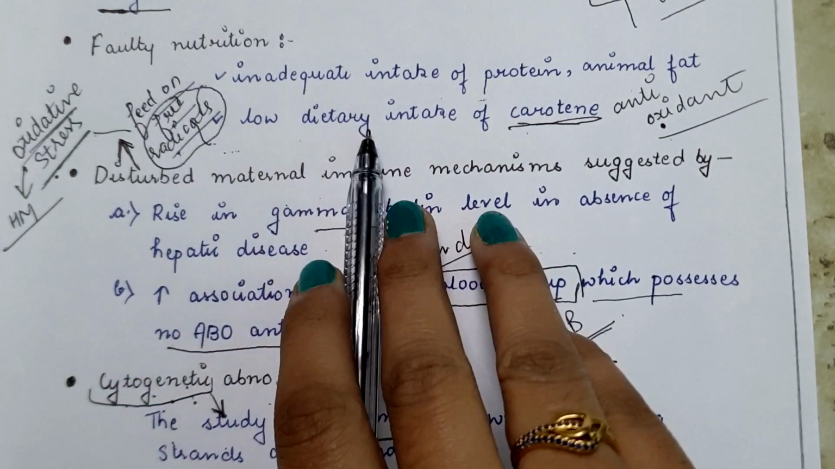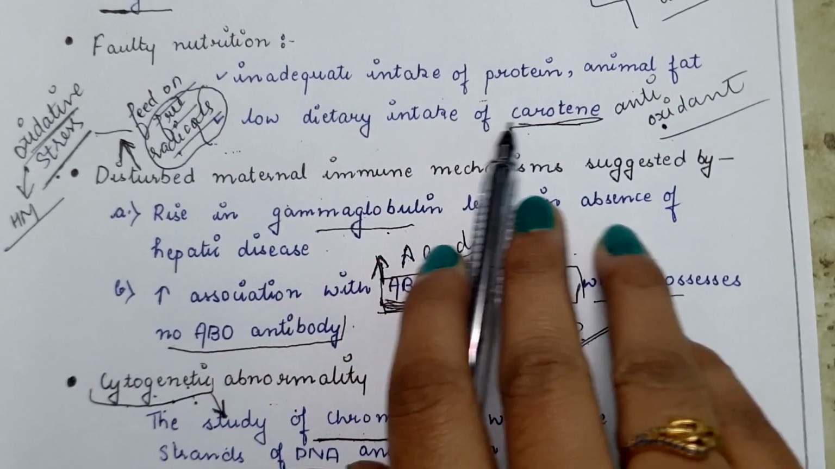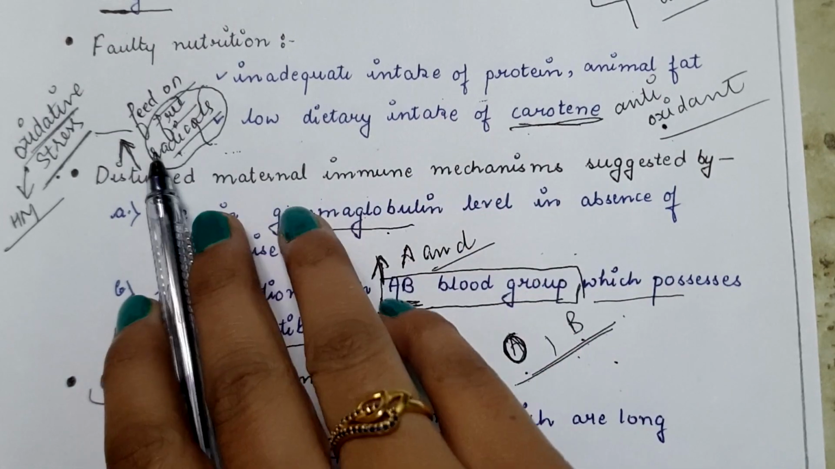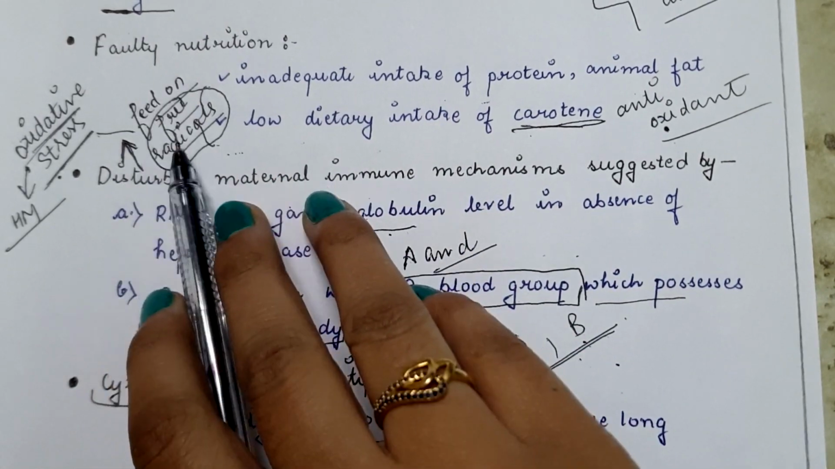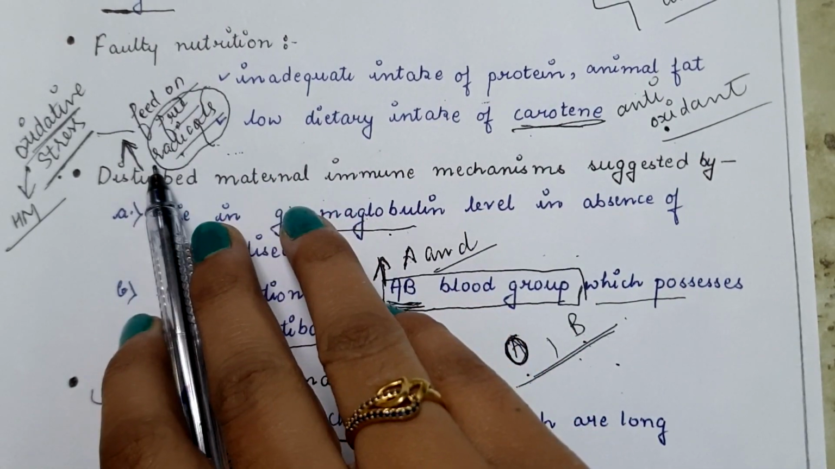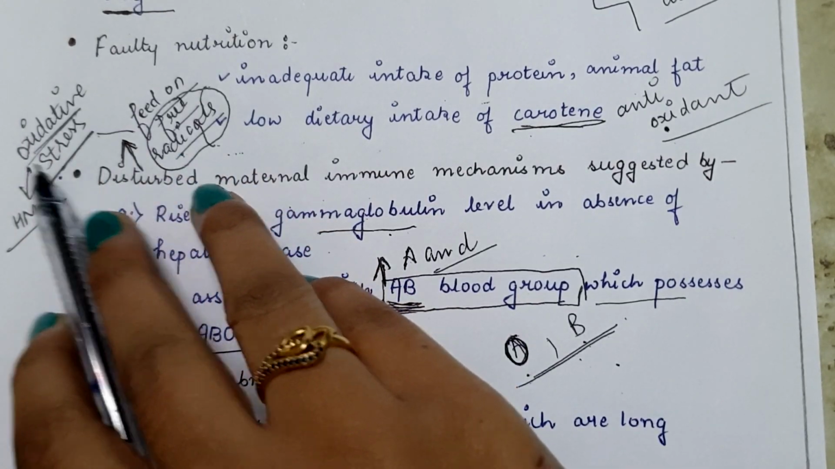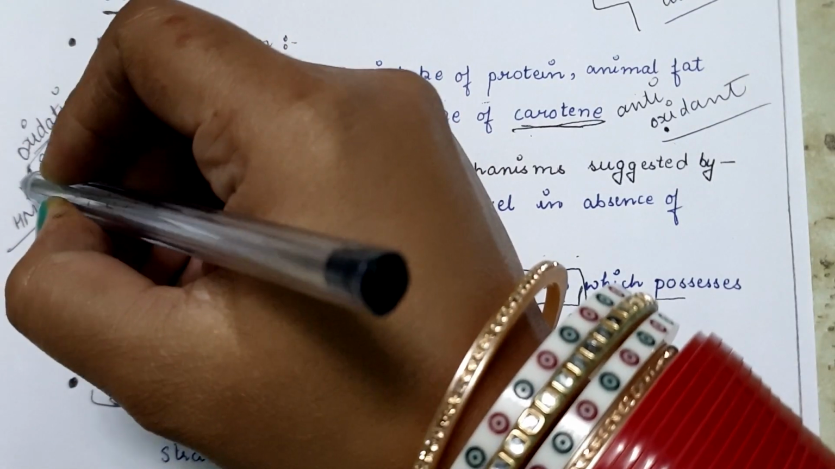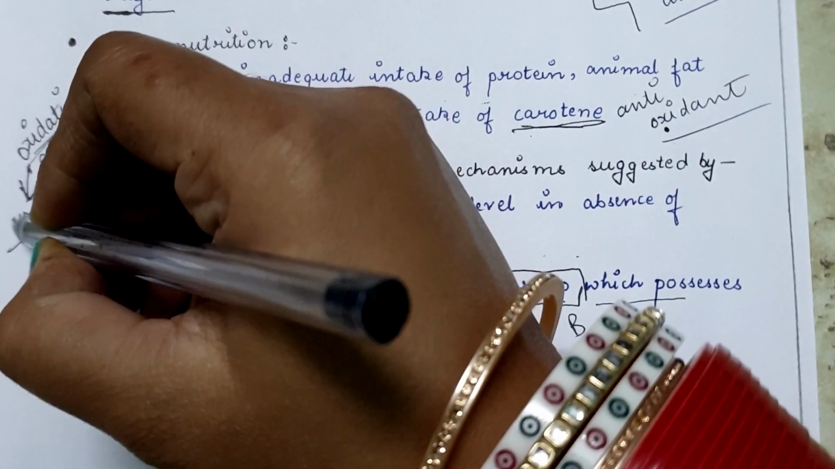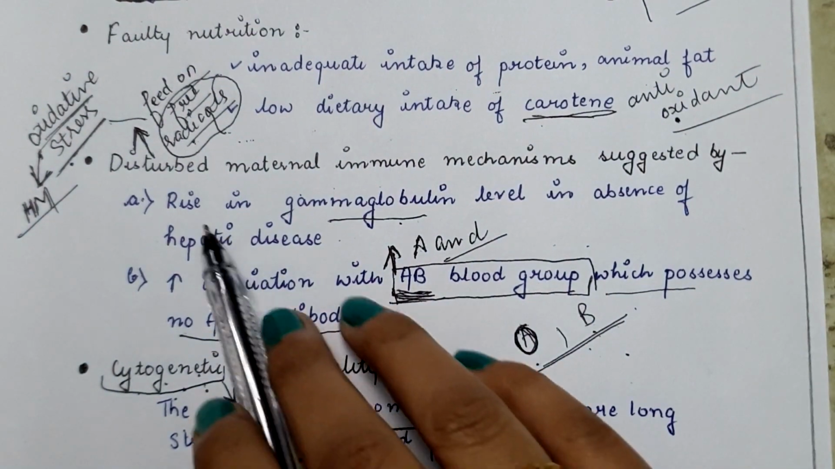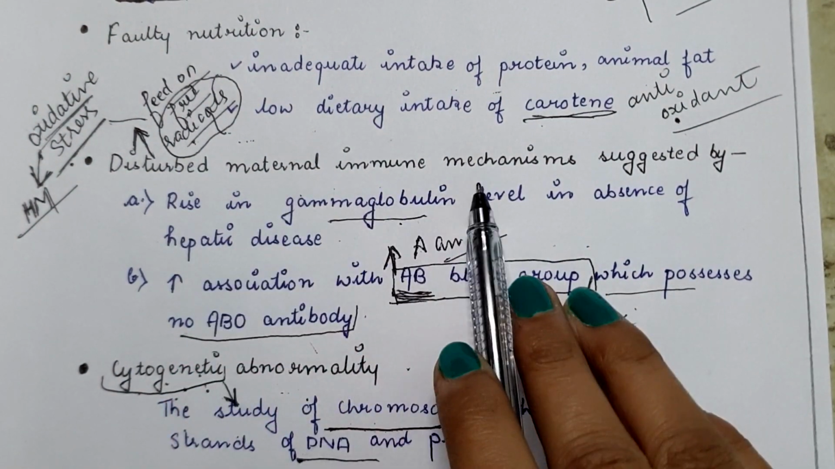And if there is a low dietary intake of carotene, the quantity of carotene is less, and that will lead to an increase in the free radicals in the body. And if the free radicals increase in the body, that will result in oxidative stress. And if there is oxidative stress, that might cause the hydatidiform mole. Next is disturbed maternal immune mechanism.